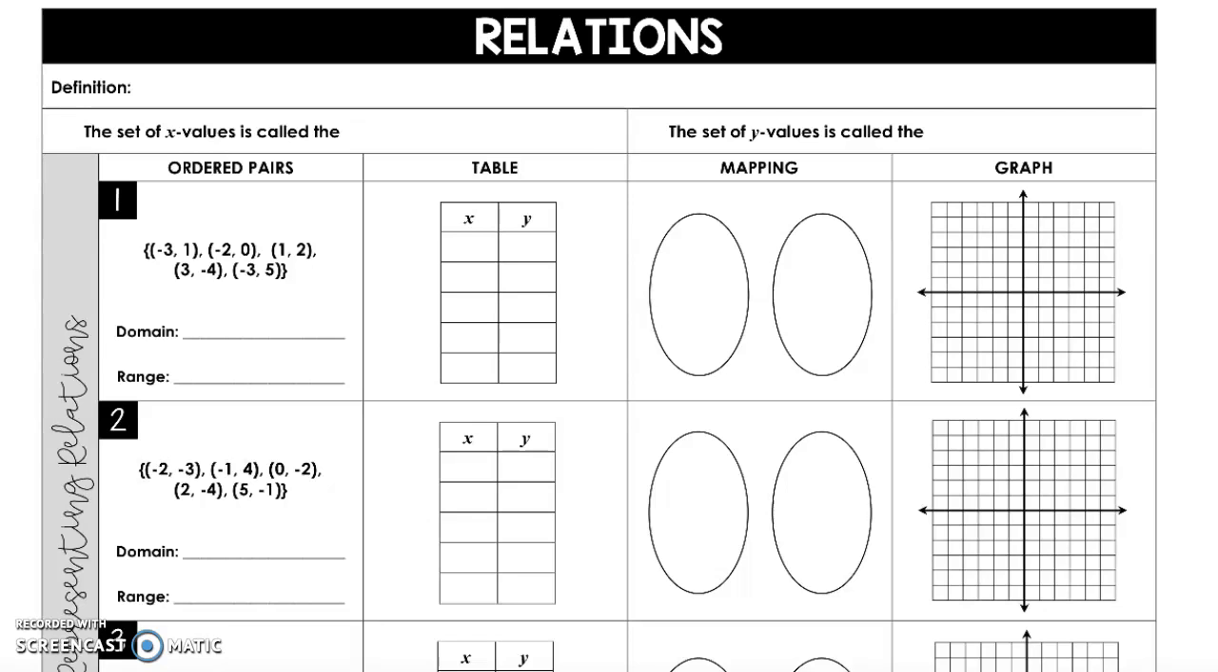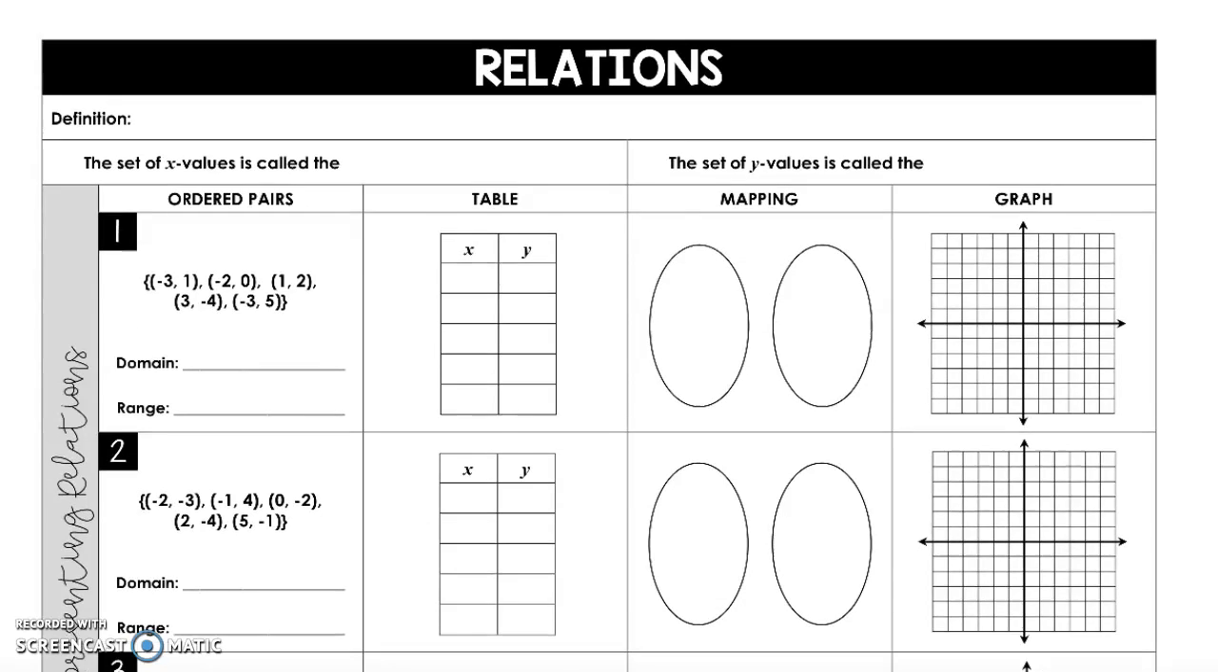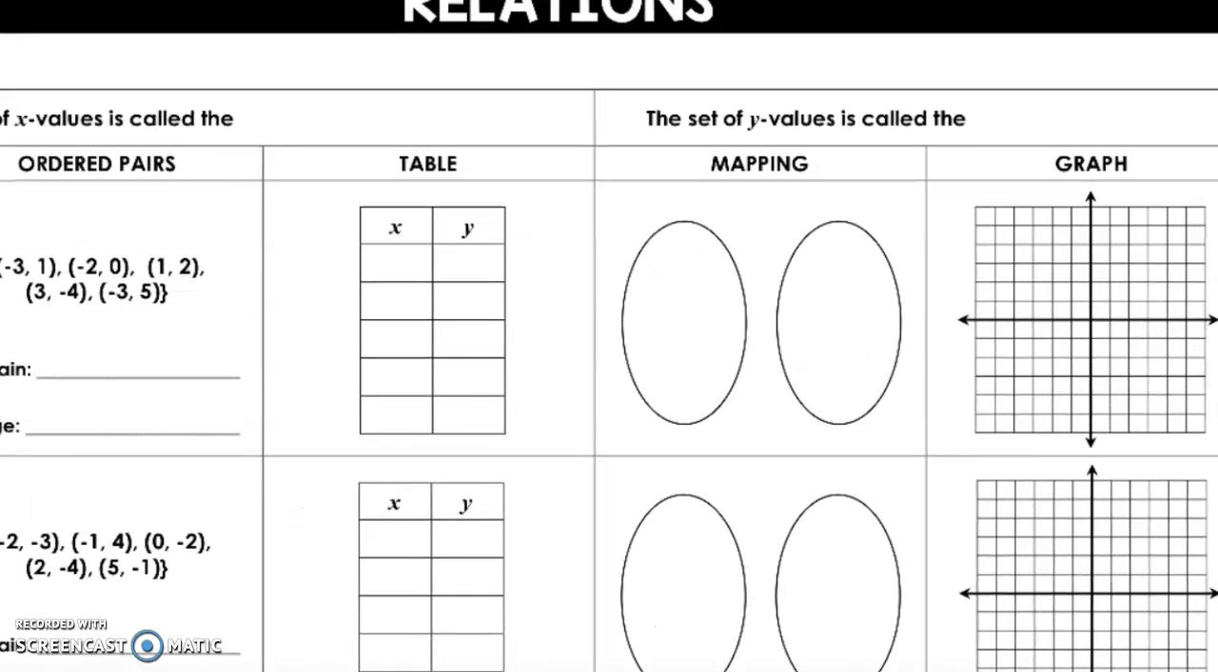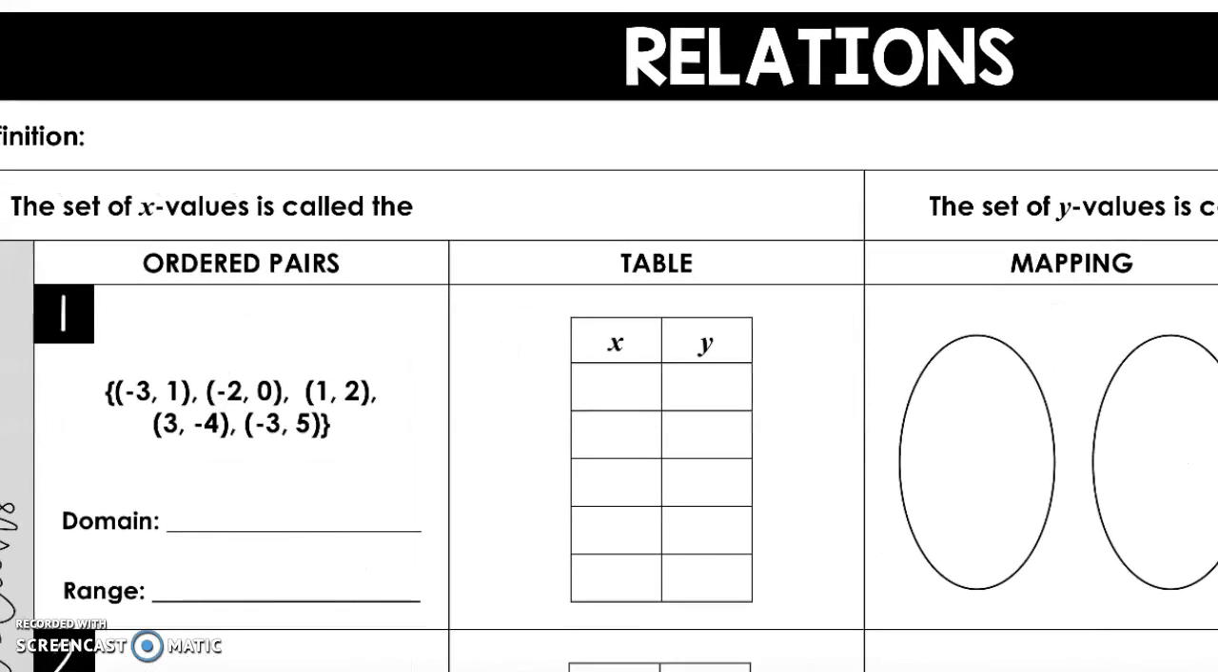Now we're going to talk about relations, and you can see there are 4 different ways that we can show a relation. We have ordered pairs, we have a table, which is very similar to the ordered pairs, we have something called a mapping, and then we have graphs. So you already looked at ordered pairs and how to graph those, so that will be the same. And then we'll look at the table and the mapping, and then also something called the domain and range. So the definition of a relation is just a set of ordered pairs.